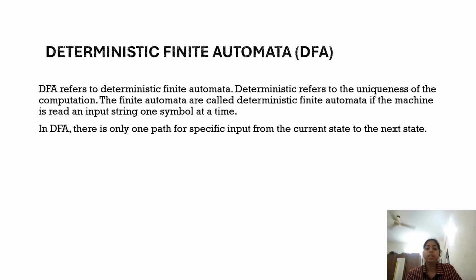DFA refers to deterministic finite automata. Deterministic refers to the uniqueness of the computation. The finite automata are called deterministic finite automata if the machine reads an input string one symbol at a time. In DFA, there is only one path for a specific input from the current state to the next state.